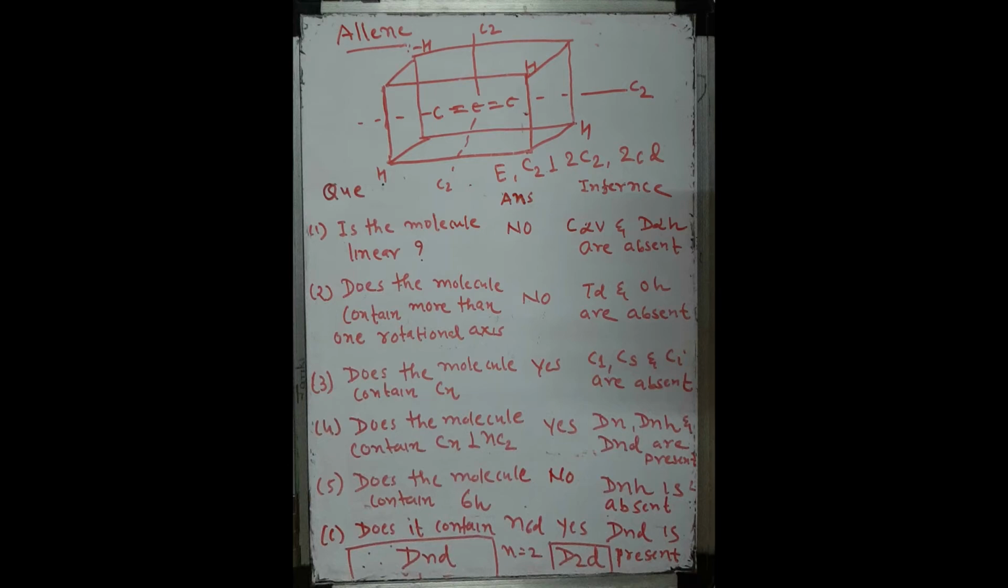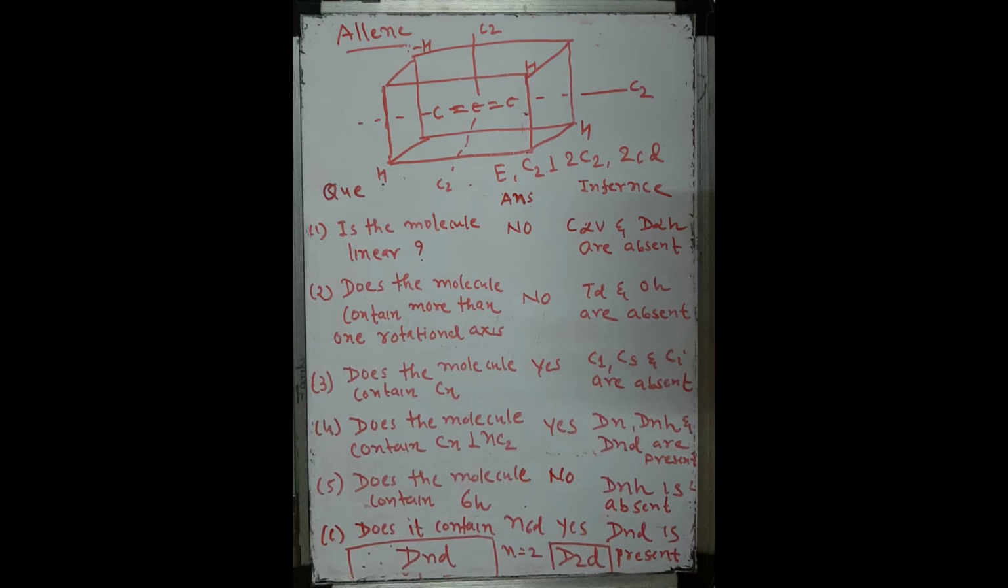Third question we are going to ask, does the molecule contain Cn? Answer is yes, that means C1, Cs and Ci are absent. Fourth question we are going to ask, does the molecule contain Cn perpendicular to nC2 axis? Answer is yes, that means dihedral group is present. In other words, we can say that Dn, Dnh and Dnd are present.